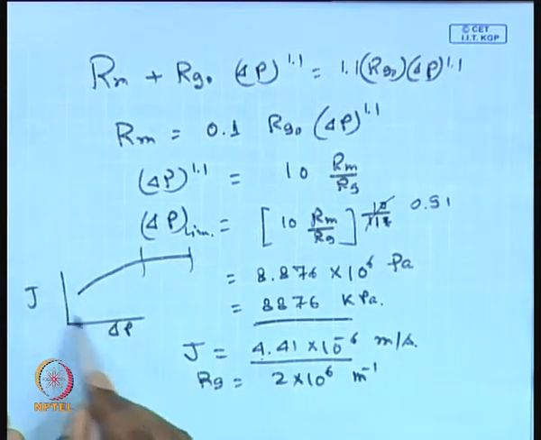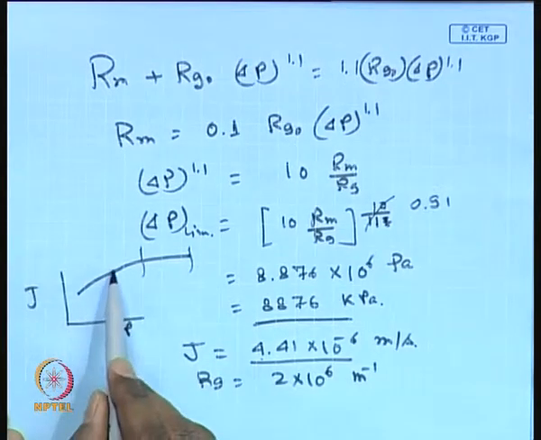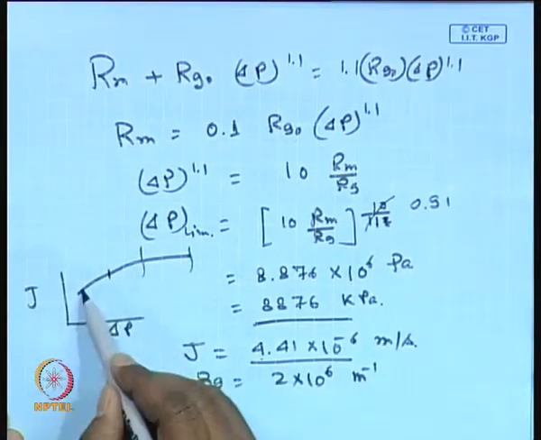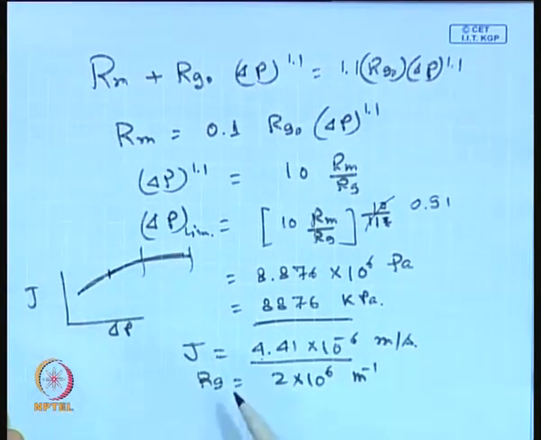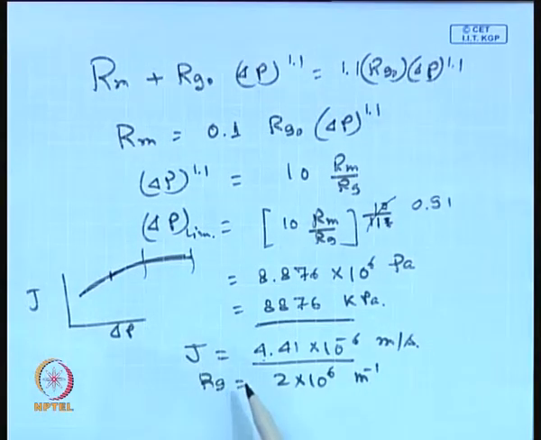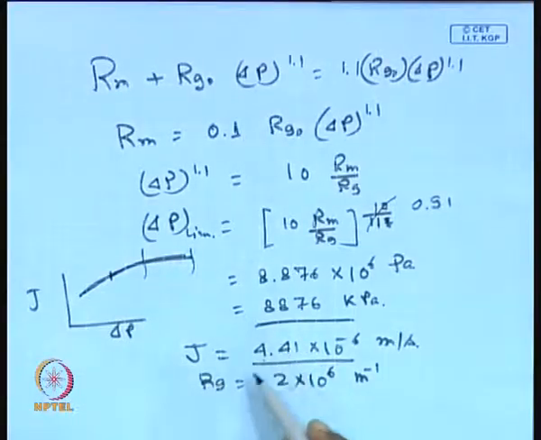So, we plot j versus delta p, we conduct the experiments at lower pressure and see that this plot becomes a very weak function of delta p. So, if we say that the flux we are getting is around 4 into 10 to the power minus 6 meter cube per meter square second at a pressure delta p of 10 atmosphere, that means if I increase the delta p now, I will not get much improvement in my permeate flux, because my limiting pressure will be 90 atmosphere, but at 90 atmosphere I will be getting a flux of 4.41 into 10 to the minus 6. So, there is not much gain in increasing the pressure.